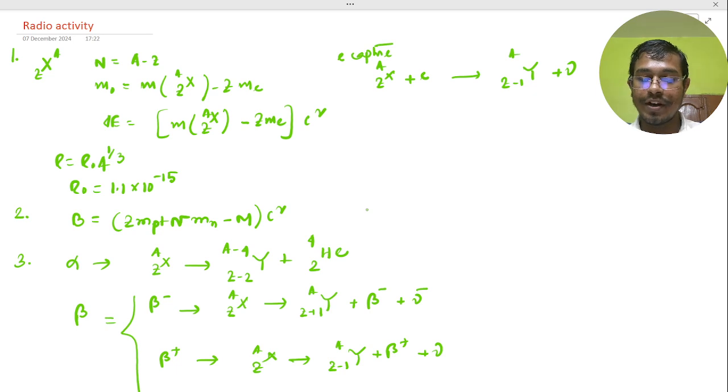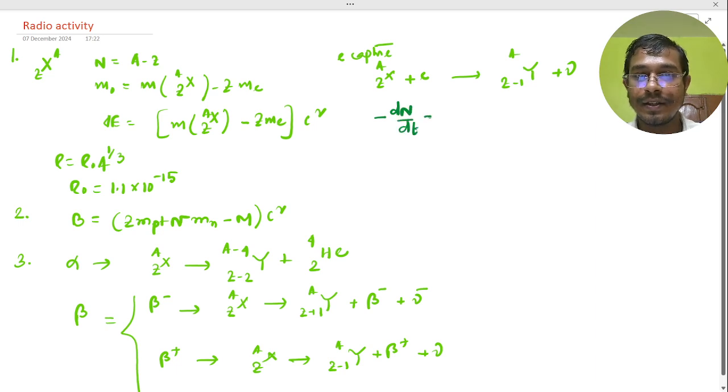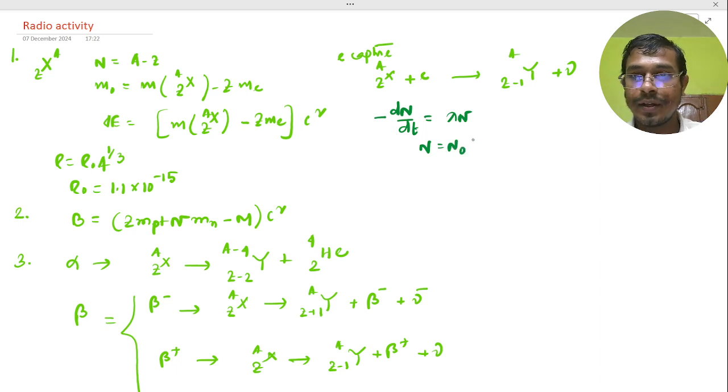Laws of radioactive decay. The rate of decay, minus dN/dt, is equal to lambda N. So we get N equal to N naught e to the power minus lambda t, where lambda is the decay constant and N naught is the number of active nuclei at t equal to 0. For the activity of the sample, A is equal to A naught e to the power minus lambda t.